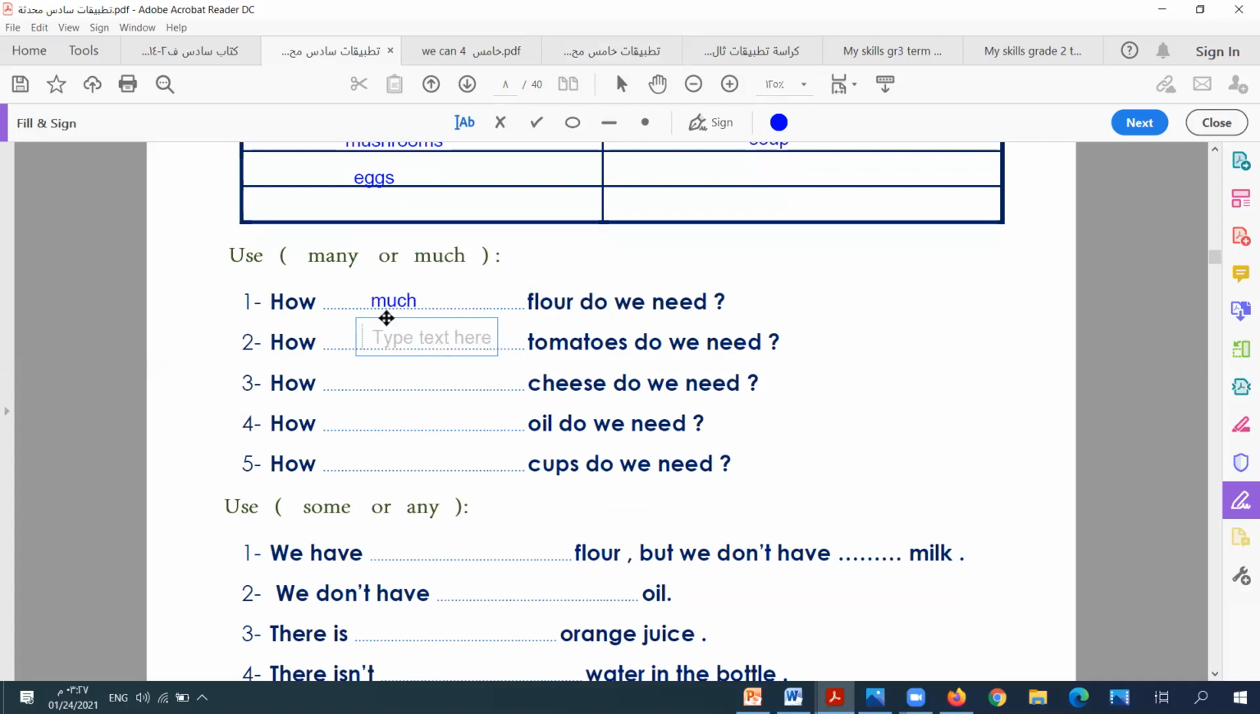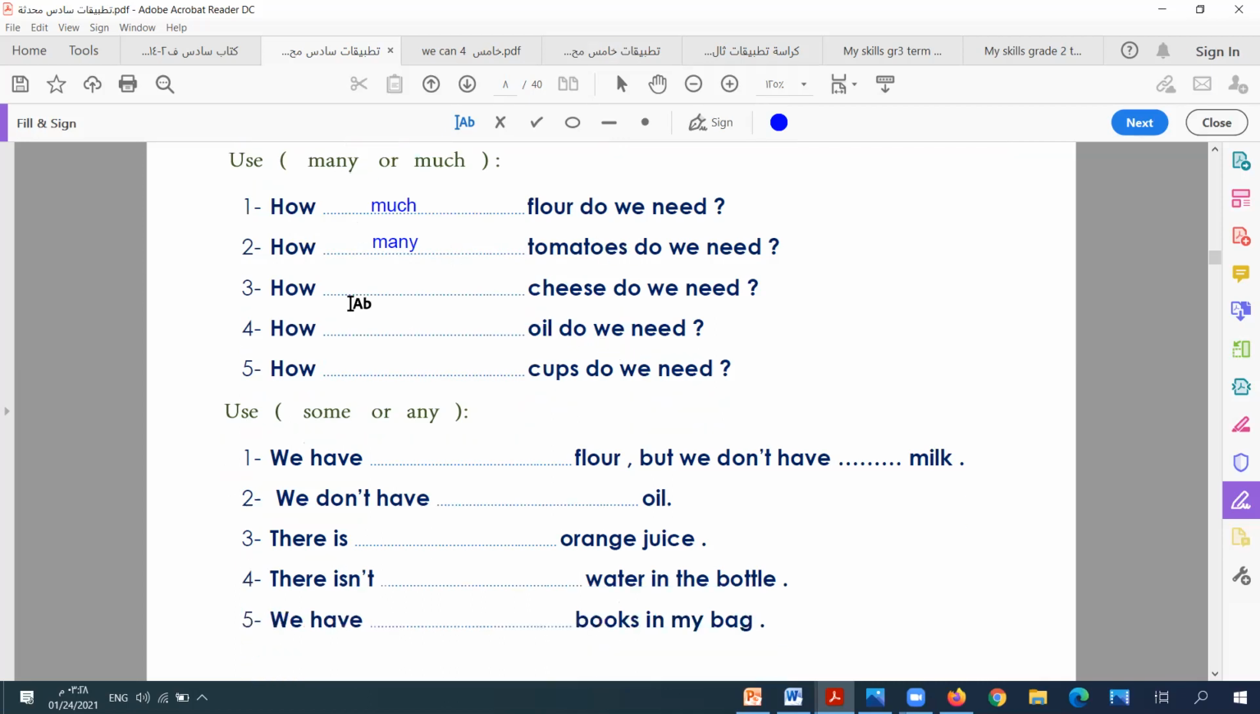Okay. Number two, how tomatoes do we need? Of course, I'm gonna say how many. How many tomatoes? So again, how much flour? How many tomatoes? And now, how cheese?